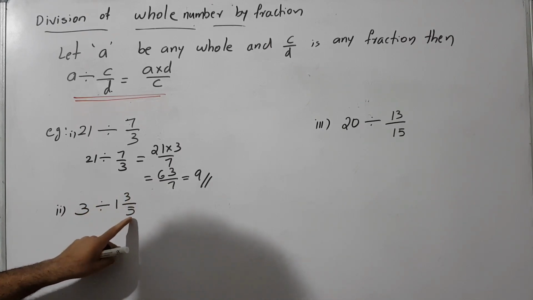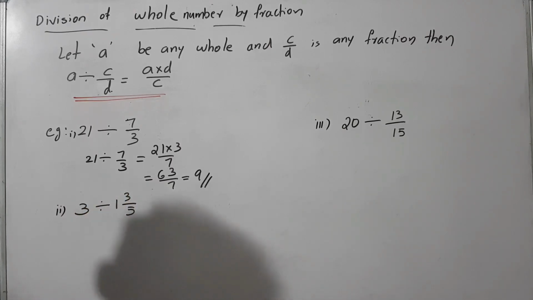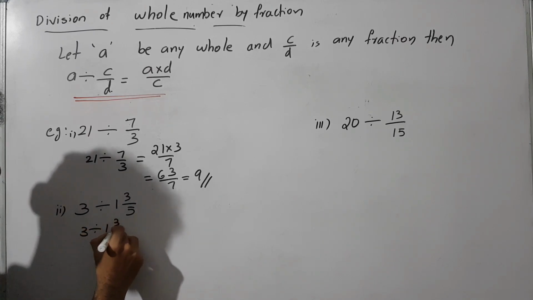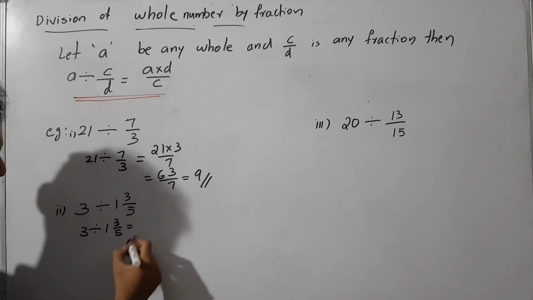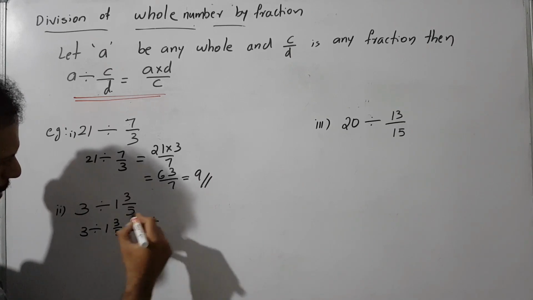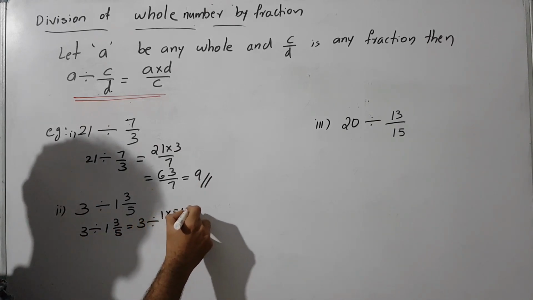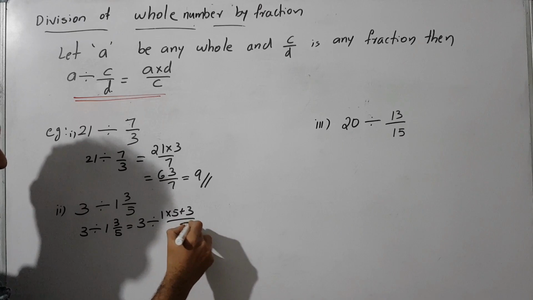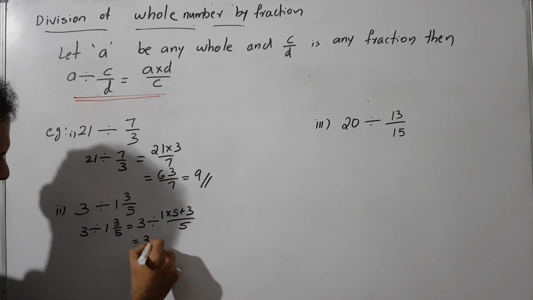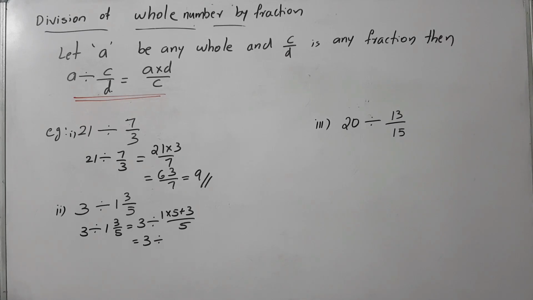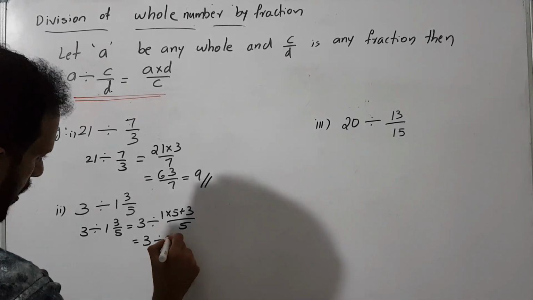Then we know first to convert in the form of improper. So 3 divided by 1 3/5 is equal to 3 divided by, first convert to improper: 1 into 5 plus 3 by 5. Then it is equal to 3 divided by 1 into 5, 1 into 5 is 5, 5 plus 3 is 8, so 8 by 5.